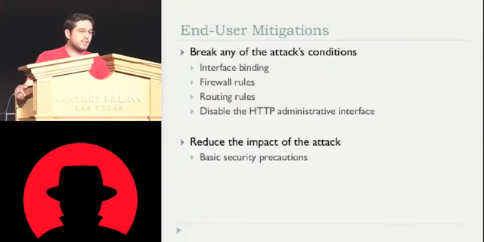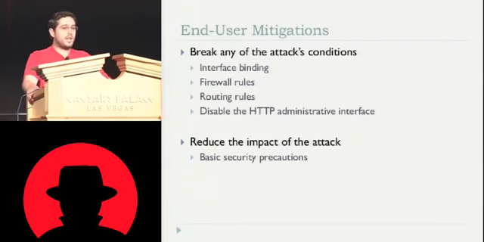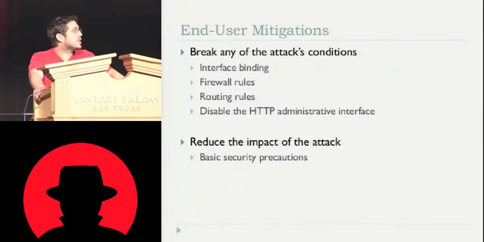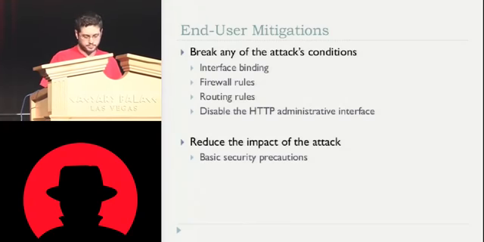Now, once you identify that this works, the best way to stop it is to break any one of those 3 requirements we have on the router, okay? So you can stop the way stuff binds to interfaces, you can change firewall rules, you can change routing rules. Of course, just disabling the HTTP interface is probably the best thing to do anyway. We can also do that. And then we can also reduce the impact of the attack, which is basic security precautions.